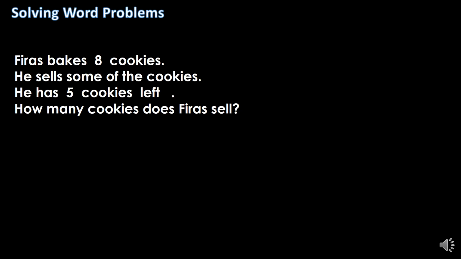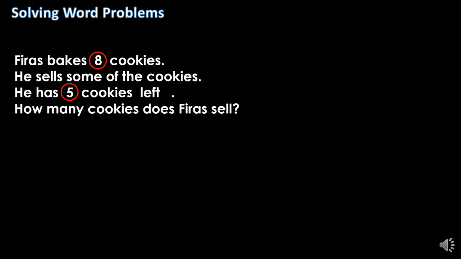Let's read the next word problem. Firas bakes 8 cookies. He sells some of the cookies. He has 5 cookies left. How many cookies does Firas sell? What two numbers can you see in the question? 8 and 5.